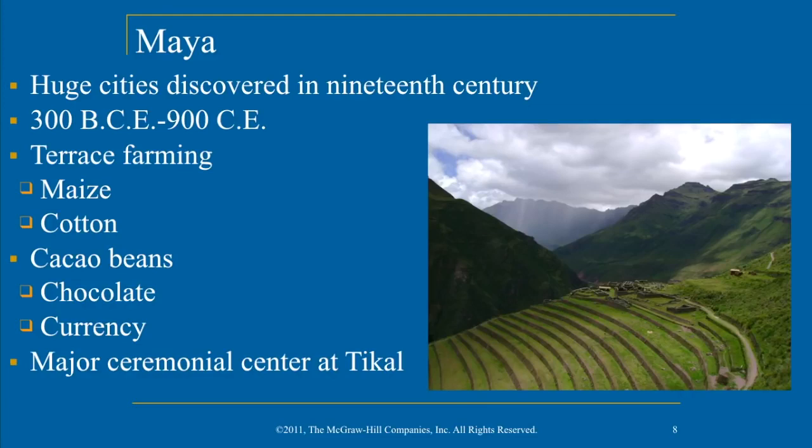In this terrace farming, they grew maize, they grew cotton, which they would use for textiles. They grew cocoa beans, which they would eventually use for chocolate. If many of you eat chocolate, it comes from cocoa beans. If you didn't know that, they're ground up and mixed into a paste and then baked, and that's what creates chocolate. And then they were also used for currency. We know that the cocoa beans were used for trade and currency and keeping track of who was trading goods for one another. And we know that the Maya had a major ceremonial center at Tikal.